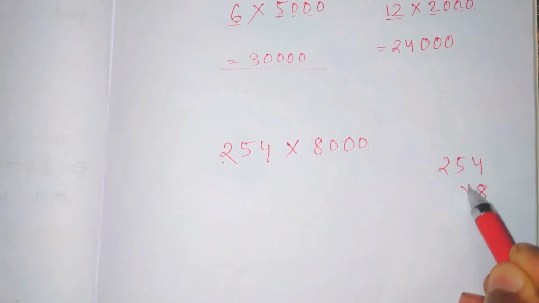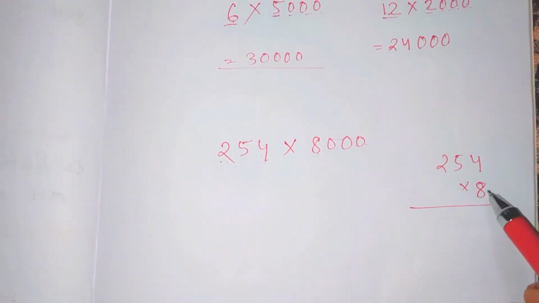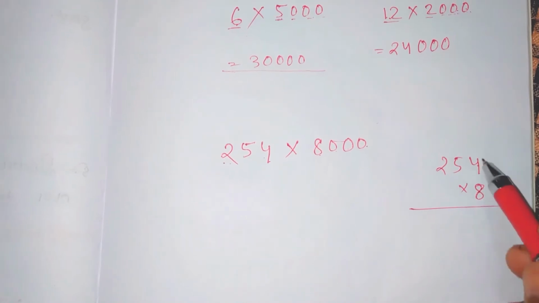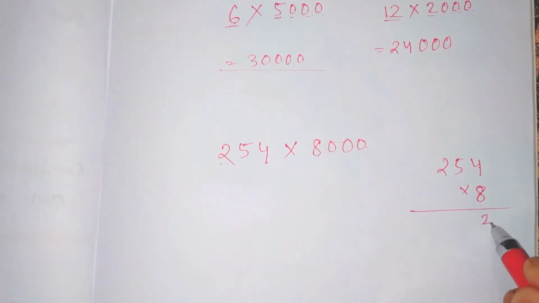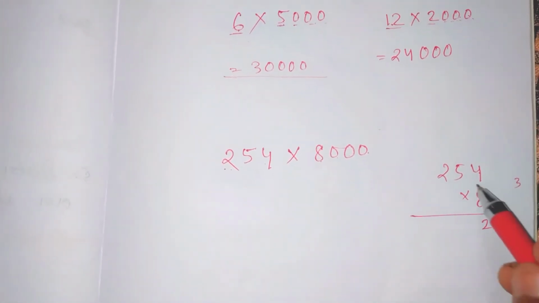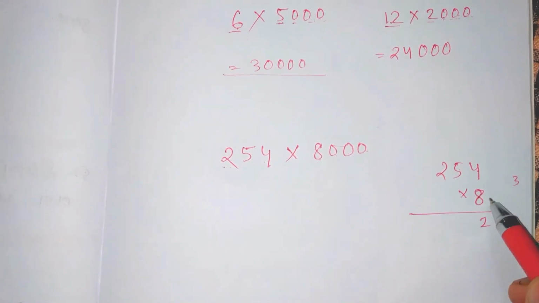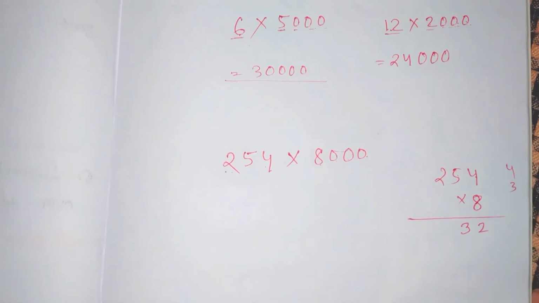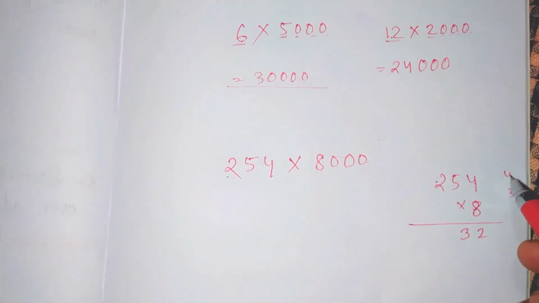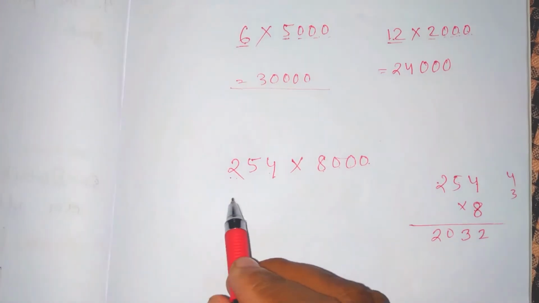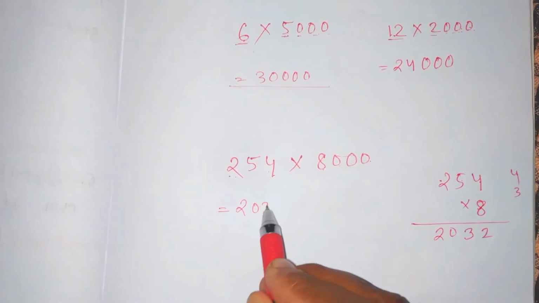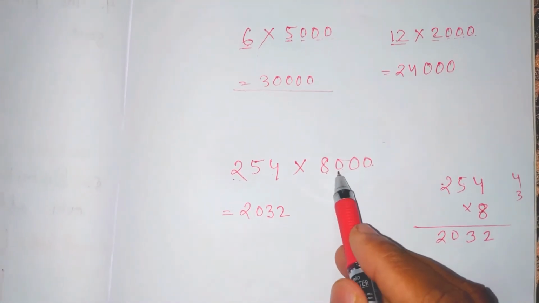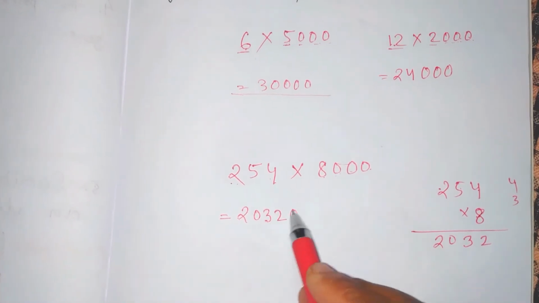So how will I do it? I will multiply 8 with 4 first. 8 4s are 32. 2 I will write, 3 will be in hand. Then 8 into 5 is 40, plus 3 is 43. Then 3 I will write, 4 will be in hand. 8 into 2 is 16, plus 4 is 20. So the answer will be 2032. And how many zeros at the end? 1, 2, 3. So this is the answer.